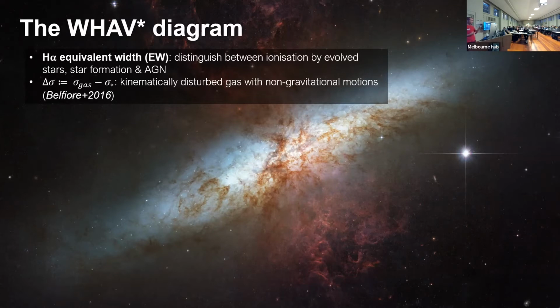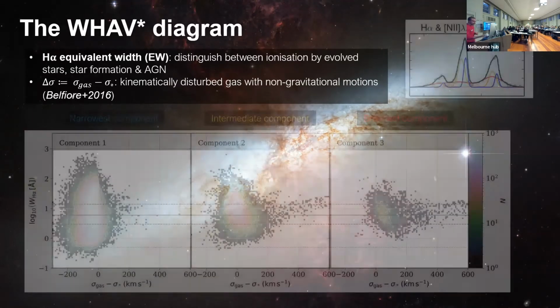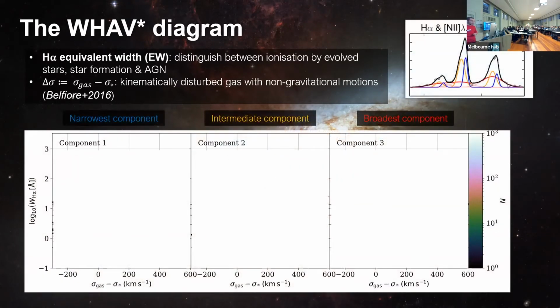So we have the H alpha equivalent width, and we also have this quantity called delta sigma, which is the difference between the gas and the stellar velocity dispersion. I've chosen this quantity because it's slightly less impacted by beam smearing than the velocity dispersion on its own. And also, Belfiore et al. in 2016 proposed that it might be an effective means of detecting kinematically disturbed gas with non-gravitational motions. So the actual diagram itself has the log of the H alpha equivalent width on the y-axis, and on the x-axis we have this delta sigma parameter.